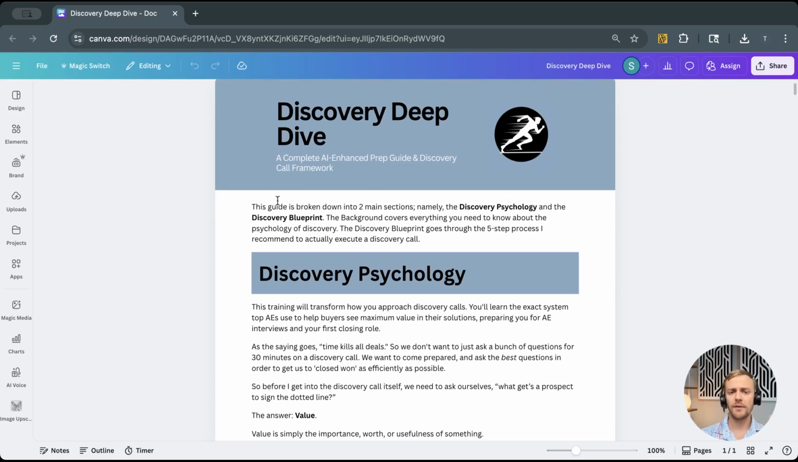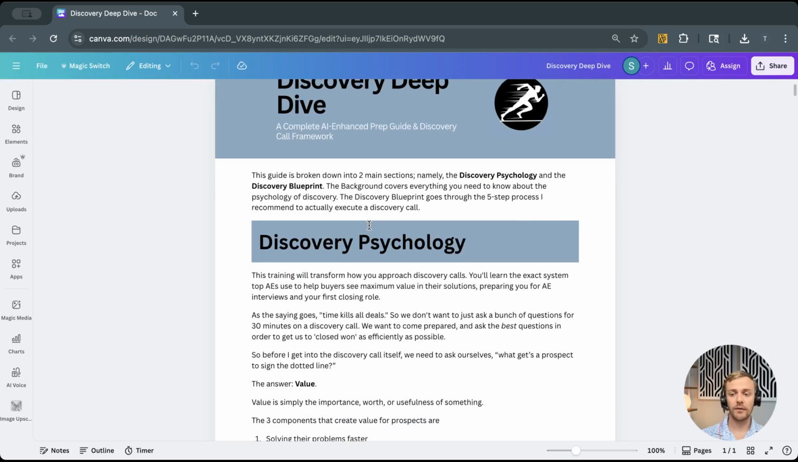So, as I mentioned, this guide is broken down into two main sections, namely the discovery psychology portion and the discovery blueprint. The discovery psychology background covers everything you need to know about the psychology of discovery, and then the discovery blueprint goes through the 5-step process I recommend to actually execute a discovery call.